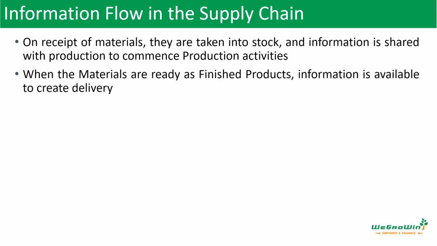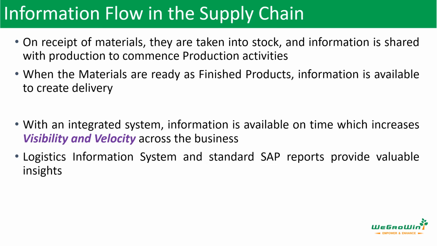On receipt of materials, they are taken into stock and information is shared with production to commence production activities. When the materials are ready as finished products, information is available to create delivery. So with the integrated system, information is available on time, which increases visibility and velocity across the business. Now we saw that, right? The purchase order details, when the material is going to come, on receipt we know the information, when the production is done, information is available. All these things are available online, so that visibility and velocity are increasing.